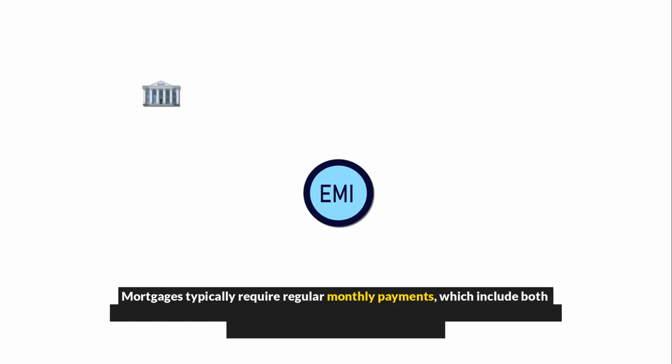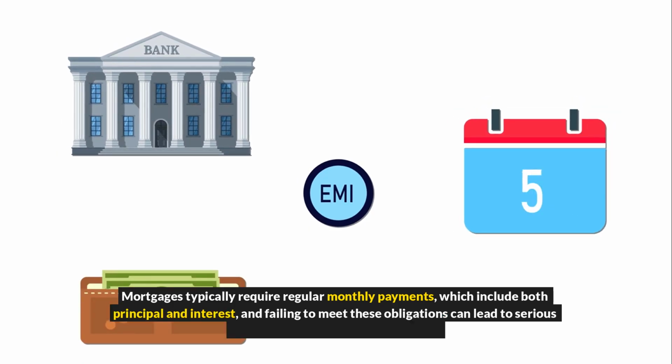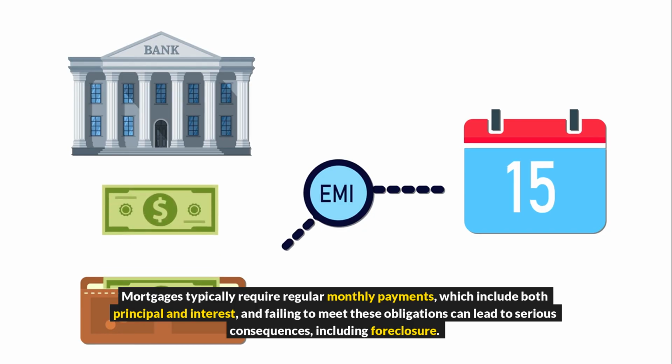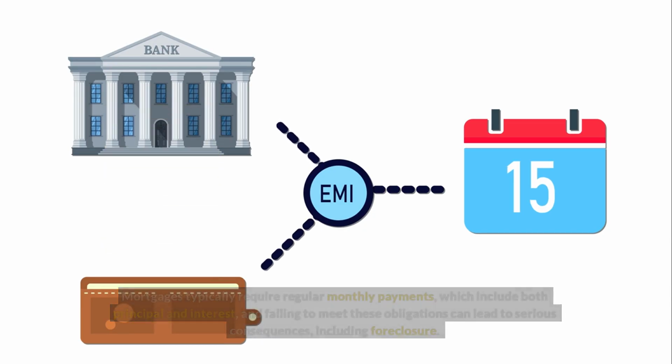Mortgages typically require regular monthly payments, which include both principal and interest, and failing to meet these obligations can lead to serious consequences, including foreclosure.